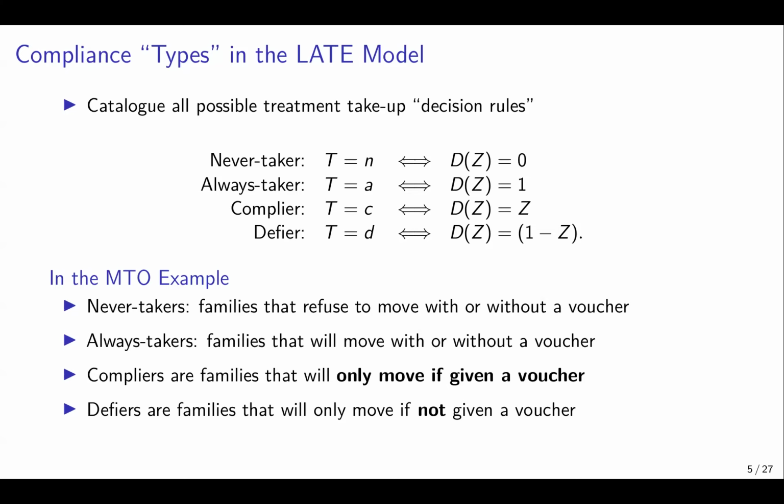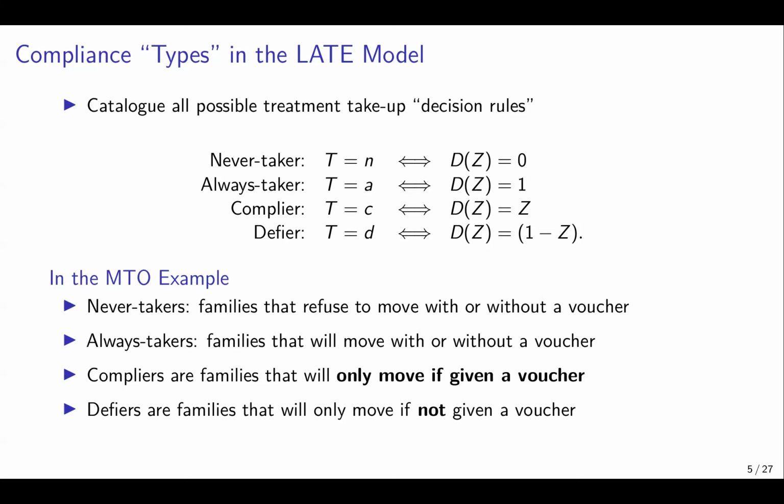So one way to think about this table of different types of families is in terms of decision rules. Another way that's perfectly equivalent is to think about it in terms of different kinds of causal effects of Z on D. So let's go through these one by one and talk about what they mean.